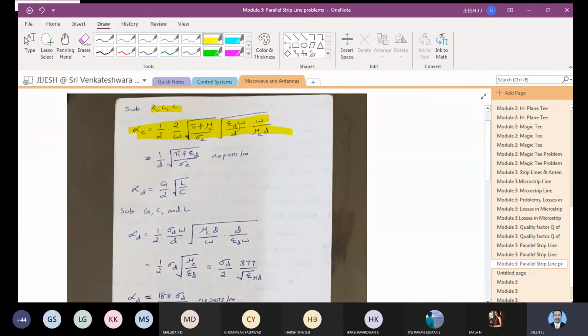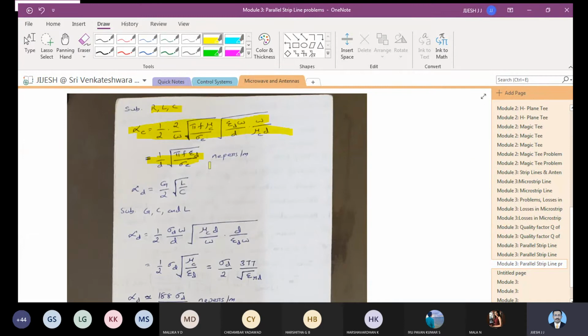So this is same as 1 by d. You do the simplification. It is same as 1 by d root of pi f epsilon d by sigma c. So the final equation for alpha c, if you are asked to find out the alpha c, you have to use the equation 1 by d root of pi f epsilon d by sigma. Or you can use this equation.